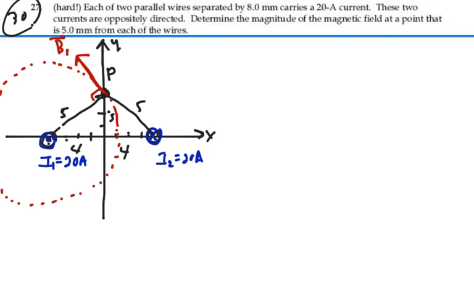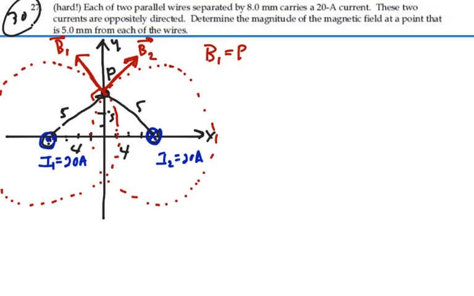And if I'm looking at wire number 2 with the current going into the page, by the right-hand rule, there will be a magnetic field that's going clockwise around it. Something like this, and in particular at point P, it will be tangent on that circle, and let's call that B2. By symmetry, with the same currents and the same distance away, the magnitude of these two magnetic fields will be the same.